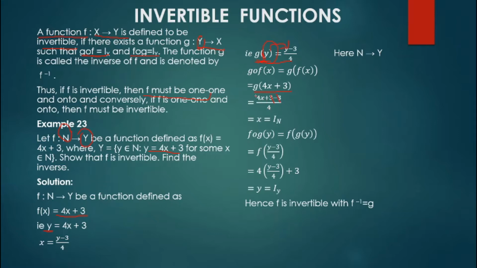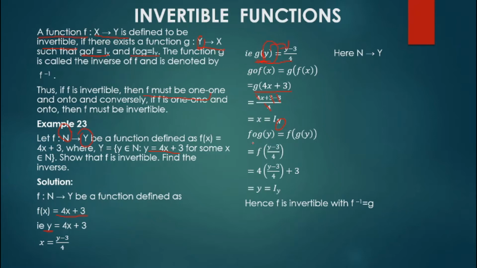What is 4x by 4? Again 4 gets cancelled, and now what is remaining? x. So x is equal to I_N. Why is it I_N? If it is x, we write I_X. Instead of x we have the set of natural numbers, so it is I_N, the identity function on the set of natural numbers.